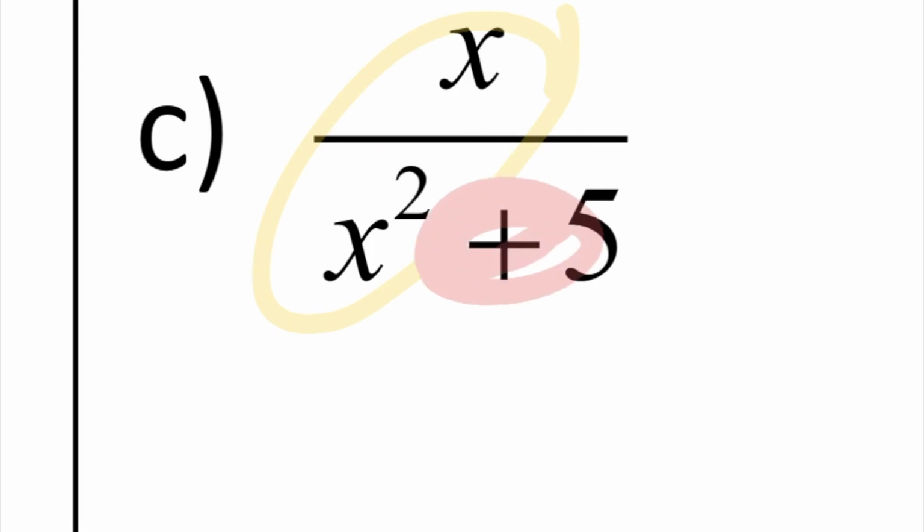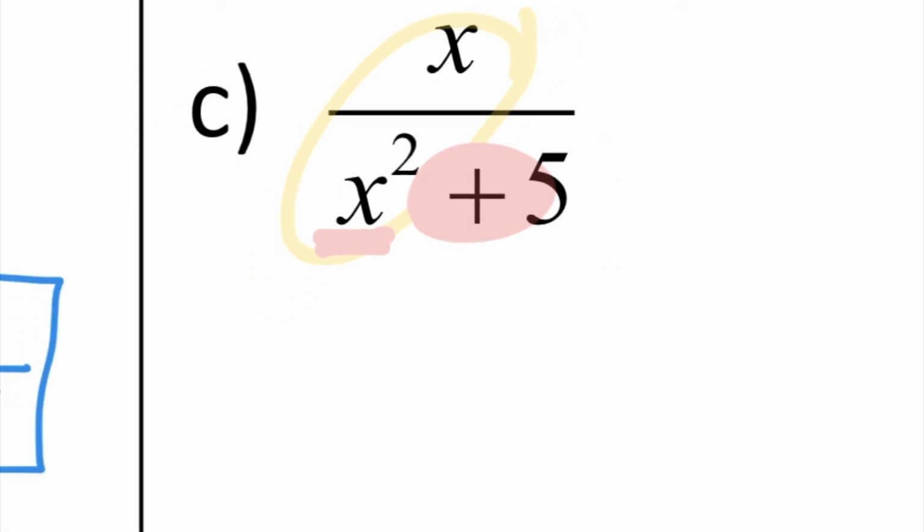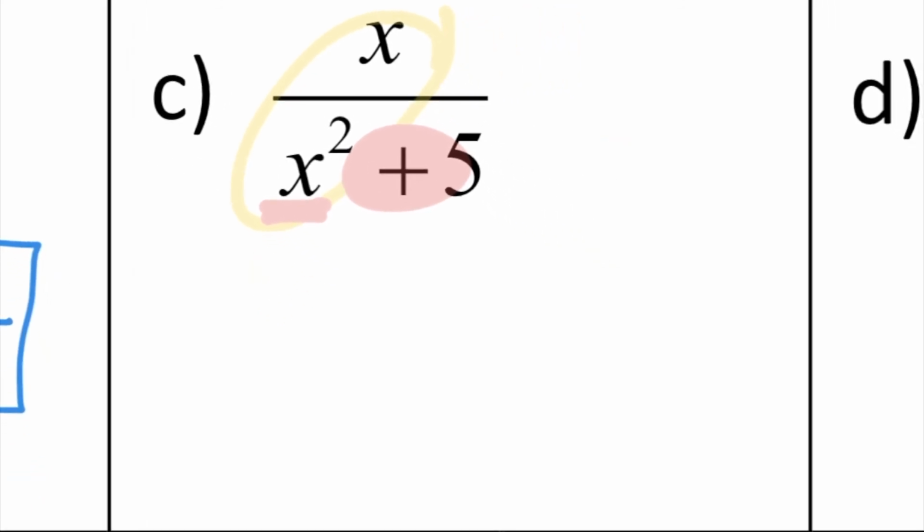And because there's this plus sign here, because the biggest problem in the denominator is the plus sign, you can't cancel the x out of the x squared because it's part of an addition or subtraction problem. So I'm going to say that in this case, that rational expression is already completely simplified.